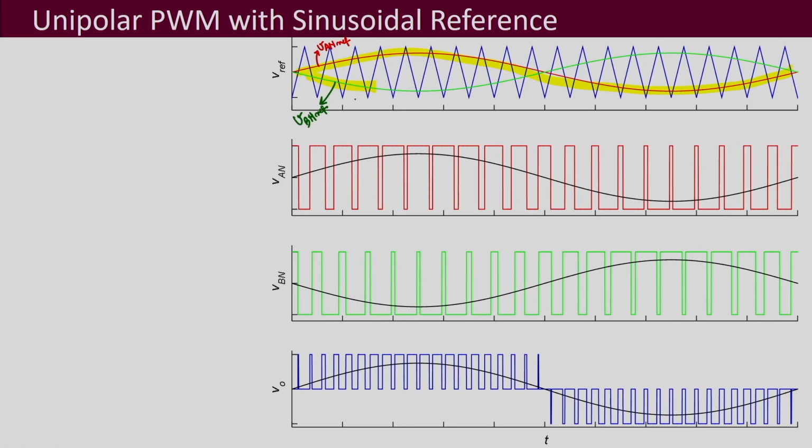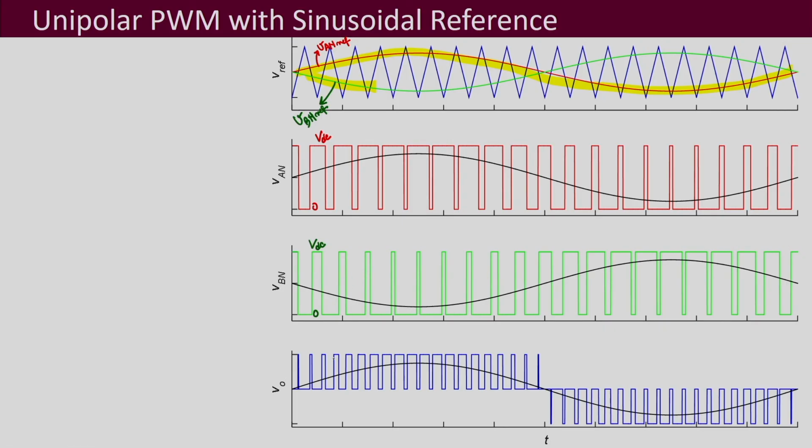Depending on these, the comparisons take place, and whenever the reference is greater than the carrier waveform, at that time the upper switch gets on and the leg voltage becomes equal to VDC. So this leg voltage varies from 0 to VDC. Similarly for leg B you can do the comparison, and this also varies from 0 to VDC.